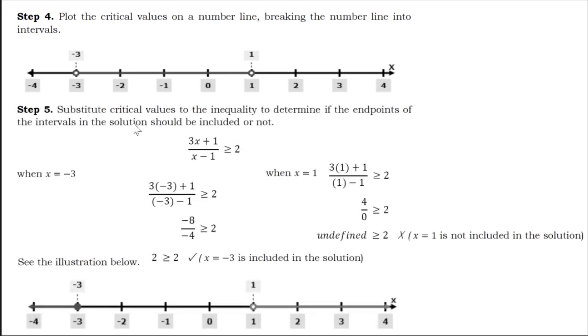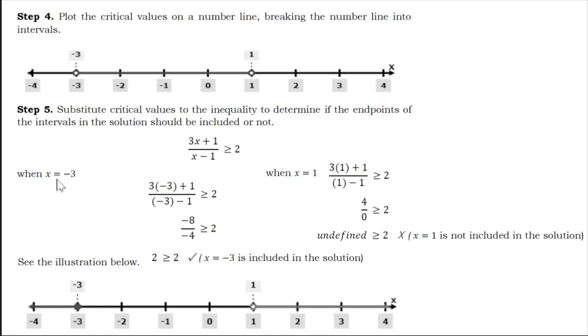Then, for step 5, substitute the critical values to the inequality to determine if the endpoint of the interval in the solution should be included or not. Kasi dito, hindi pa siya included in the solution. So, we have to check first kung true ba siya. So, let's try with the negative 3.